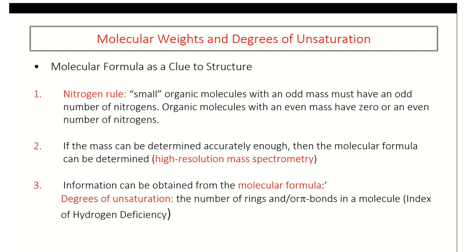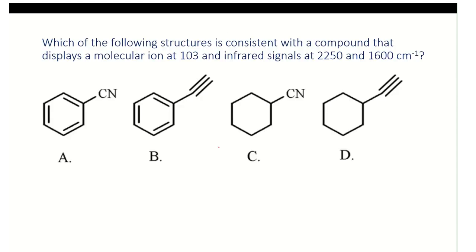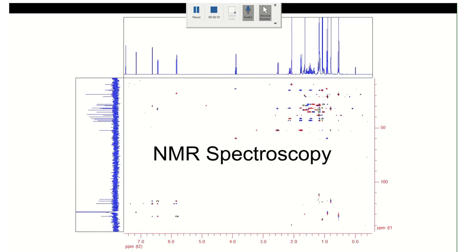So remind yourself: nitrogen rule, higher resolution spectroscopy, and degrees of unsaturation. What about this one? It's a very interesting species. But of course, you can do this by the molecular ion and then think about what appears here and here. That's important to you. So the next time we have a chat, we'll be talking about NMR spectroscopy.